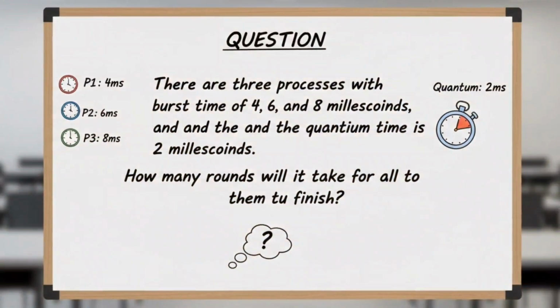Alright, here's a quick challenge for you. If you have three processes with burst times 4, 6 and 8 milliseconds and the time quantum is 2 milliseconds, how many rounds will it take for all of them to finish? Try drawing a Gantt chart yourself. It's a fun way to understand how round robin works in real time. Pause here and give it a try.